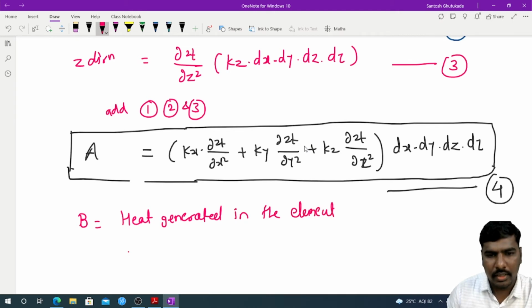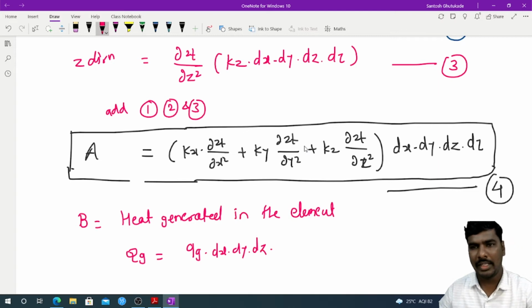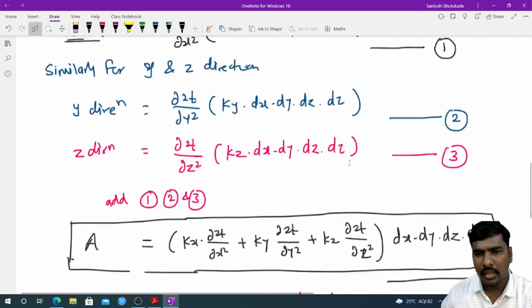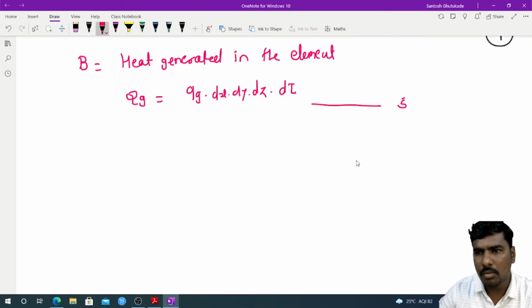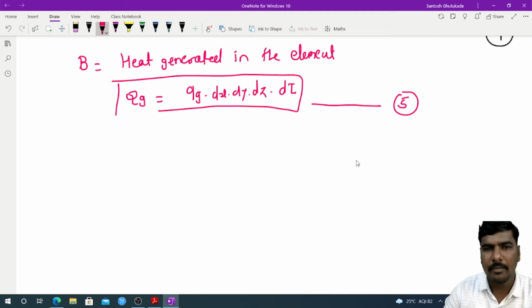So the heat generated, that is capital Qg, is given by the heat generated in the given volume. So dx, dy and dz. The volume of the element, if we check this is the element, so in this element dx, dy and dz is the volume. Now we will take d tau, so heat generated for this time interval. So this is equation number 5. So this is part number B.